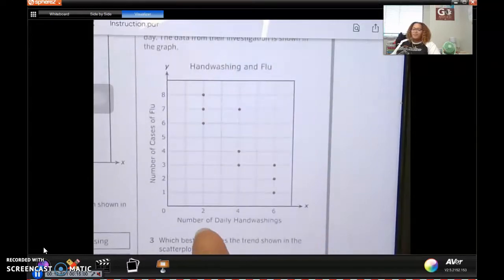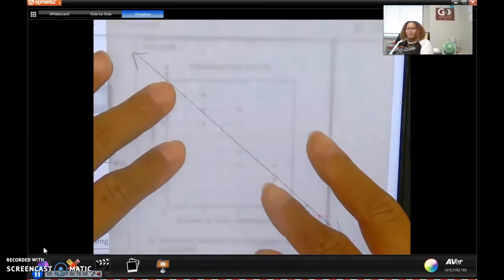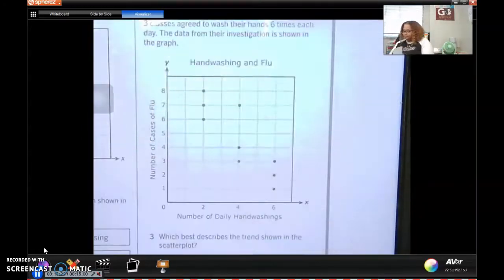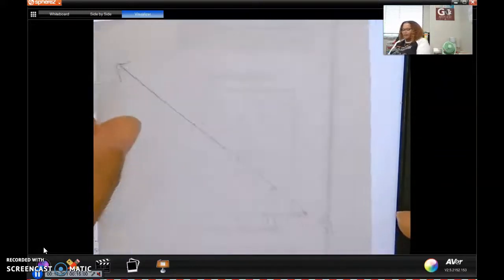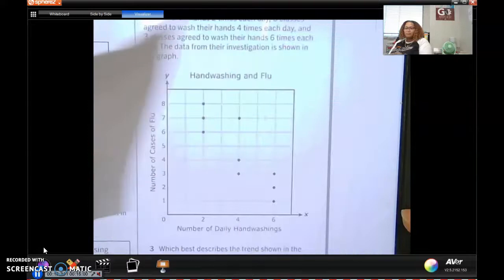So as the number of times that we hand wash goes up, the number of flu cases go down. This is real world. The more you wash your hands, the less likely you are to get sick. The less you share things like drinks and food with your friends, the less likely you are to get sick. So if I can put this here and I look at my points, I see that they're following a trend. You need to determine which direction they are going. Also, if I could put a line there, you also need to determine that there is a type of pattern that gets followed along.